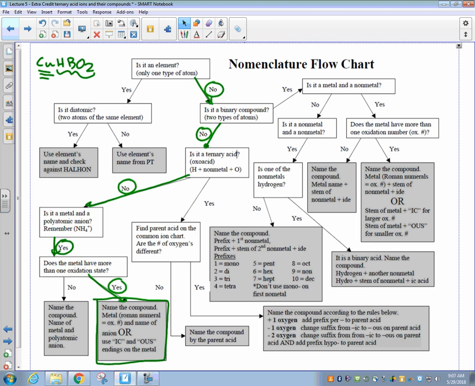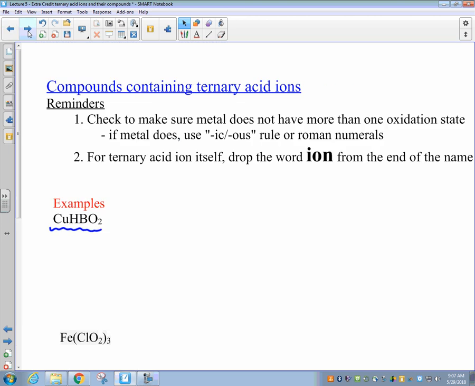According to the same conventions for the metal, and the real trick is we have to figure out what the polyatomic ion we're bonding that metal to actually is. So let's take a look at our example. We've got CuHBO2. We know this is a metal, copper, plus a ternary acid ion, and we're going to have to figure out what the charge on the copper ion is by looking at the ternary acid ion's charge. So let's start by naming the ternary acid ion.